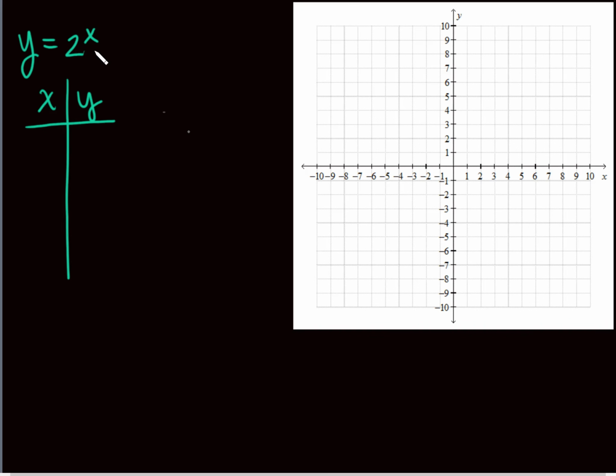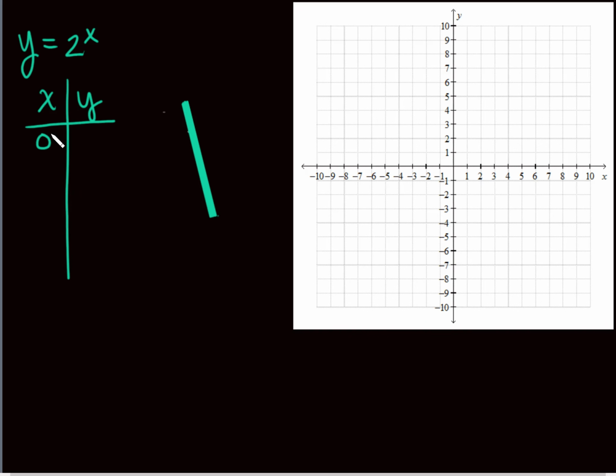So think about our domain here. What can we plug in for x? Well, we can plug in anything. So our domain is all real numbers. And then, remember 2 is positive, and in all of our exponential functions, our base is going to be positive. If I raise 2 to any number, I'm also going to get a positive number out. So our range is going to be all positives, domain all reals.